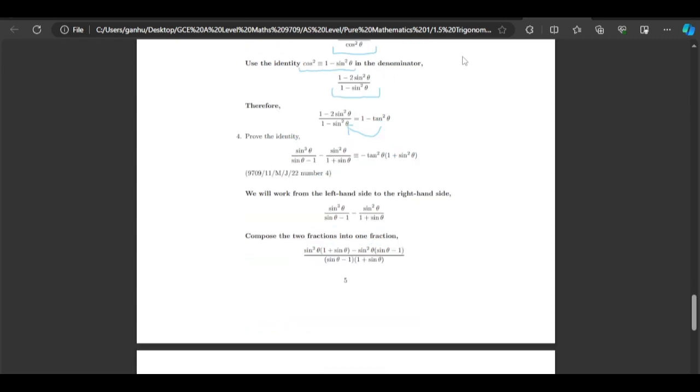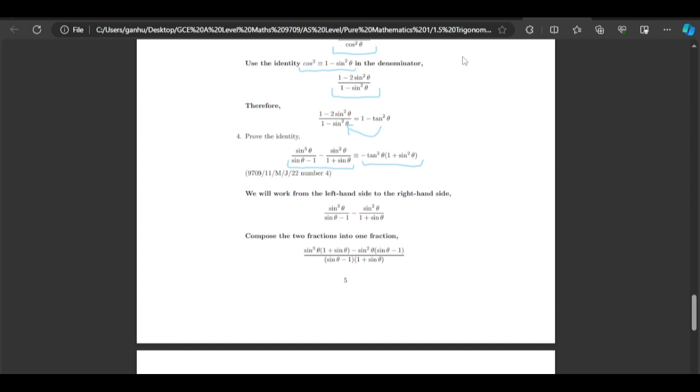Sine cubed theta over sine theta minus 1 minus sine squared theta over 1 plus sine theta is identical to minus tan squared theta times 1 plus sine squared theta. Again, you could work from either the right hand side to the left hand side, but since I have two fractions on the left hand side, we'll work from the left hand side to the right hand side. So in this case, you notice that on the left hand side we have two fractions, but on the right hand side we have one single term. So we'll start off by combining these two fractions to form one term.